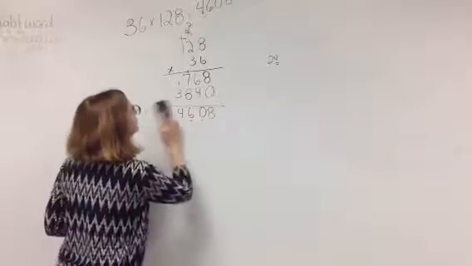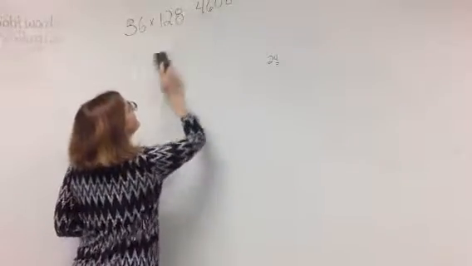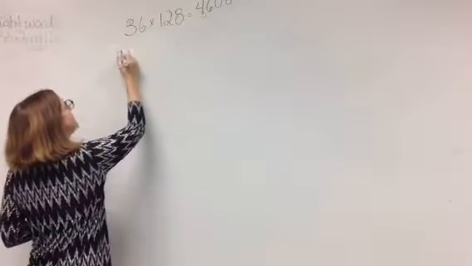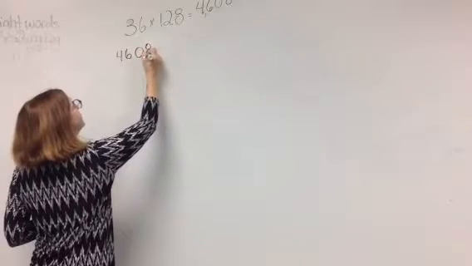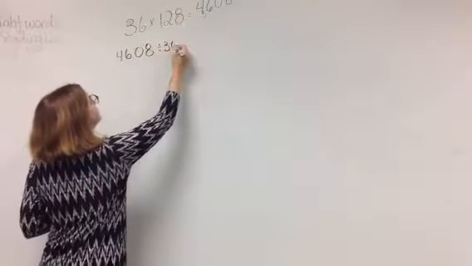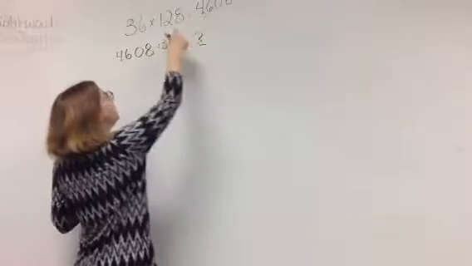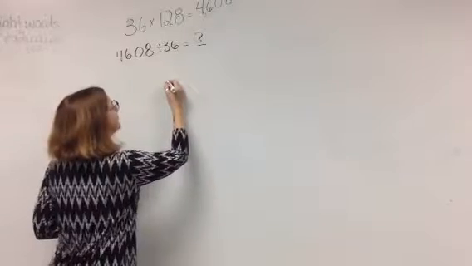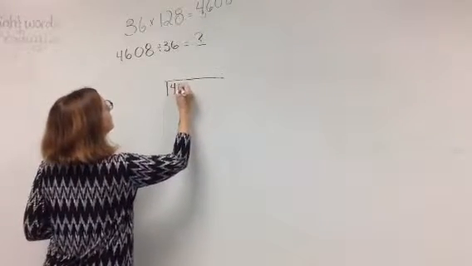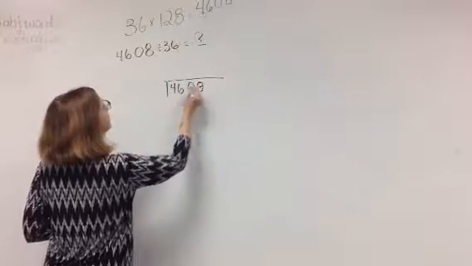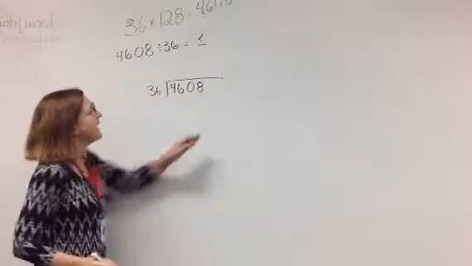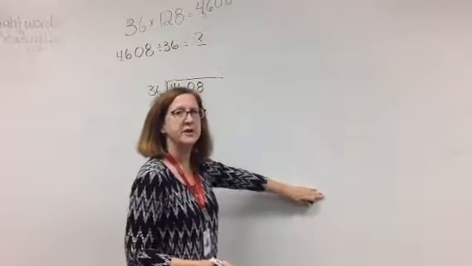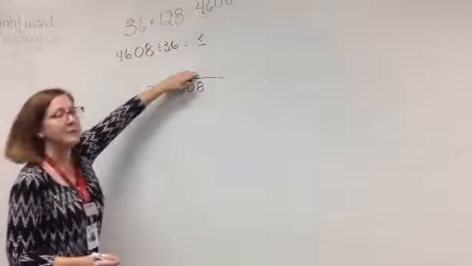I could do that through division. So my new problem would look like this: 4,608 divided by 36 equals what? And we're hoping it's 128. So I'm going to write it in my normal way of writing it. 4,608, 36. And I'm going to do my multiplication tables over here so that I know what to figure out for my partial quotients.